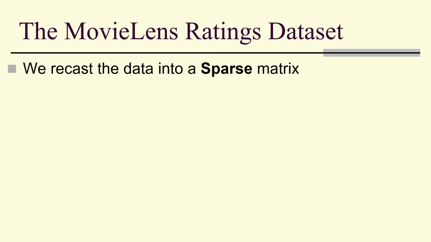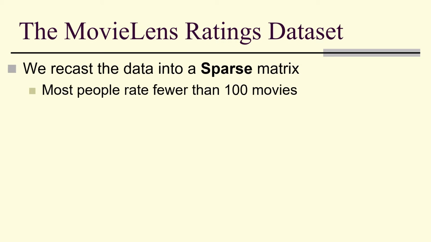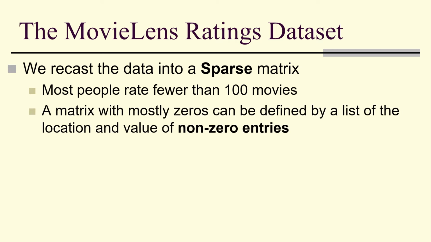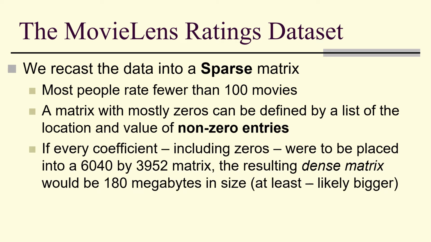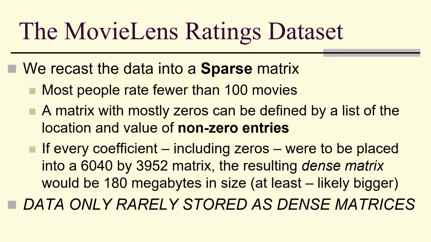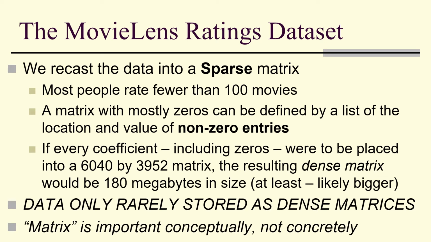So we recast the data into what's known as a sparse matrix. See, most people rate fewer than 100 movies. And a matrix that is mostly zeros can be defined simply by a list of the location and value of non-zero entries. But if every coefficient, including the zeros, were to be placed into this very large matrix, the resulting dense matrix, as it's called, would be 180 megabytes in size at least, maybe bigger. Data is only rarely stored as dense matrices. In fact, the matrix is important conceptually, but not necessarily concretely.